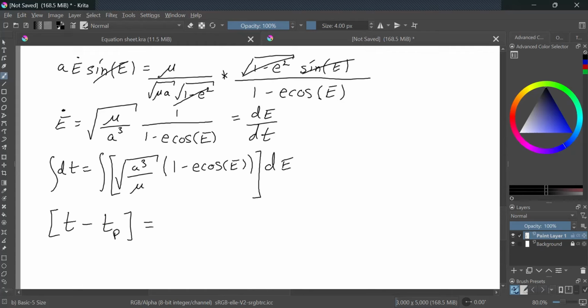Have that be equal to, let's see, this is a constant that can be taken out: A cubed by mu square rooted, and dE. Okay, here comes the fun part. We have E minus the eccentricity times big E.